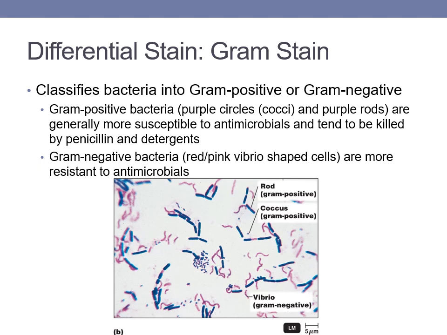Gram-positive bacteria are generally more susceptible to antimicrobials and tend to be more easily killed by penicillin and detergents. Conversely, gram-negative bacteria tend to be more resistant to antimicrobials and detergents. You should know how the gram stain works and how to troubleshoot issues that may occur when performing this procedure. This procedure will be explained in a subsequent lecture.